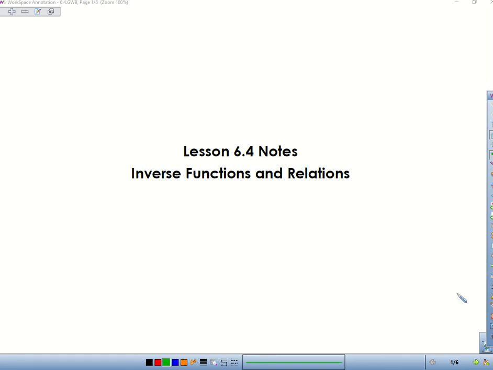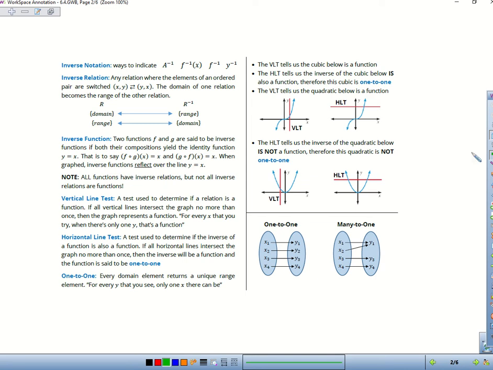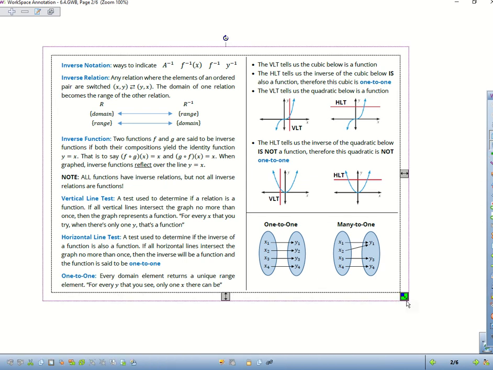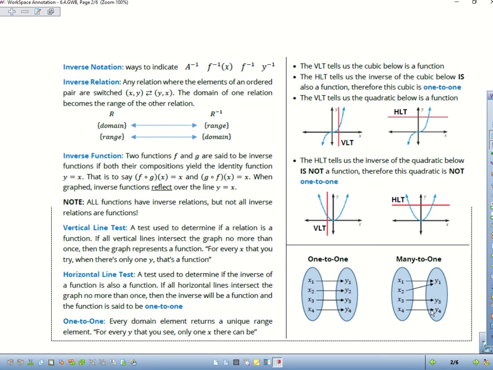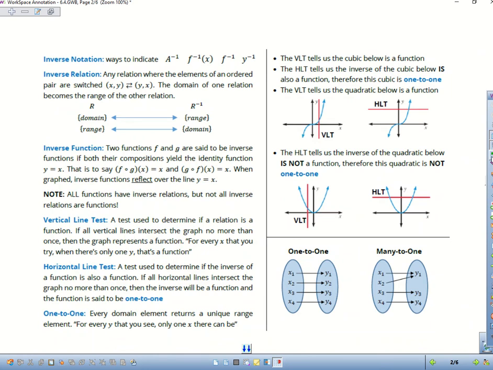Alright, so today we're going to be doing 6.4, which is going to be inverse functions and relations. So inverse notation, there are several ways to indicate inverse notation, which are listed here. An inverse relation is any relation where the elements of an ordered pair have been switched. So you take some relation and you flip the x's and y's, and that resulting relation is the inverse to the original.